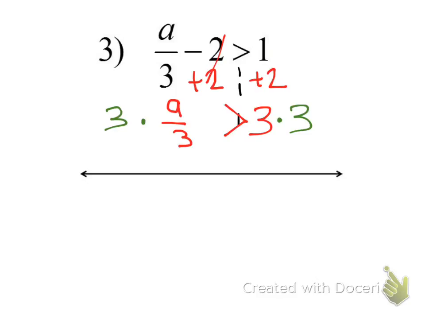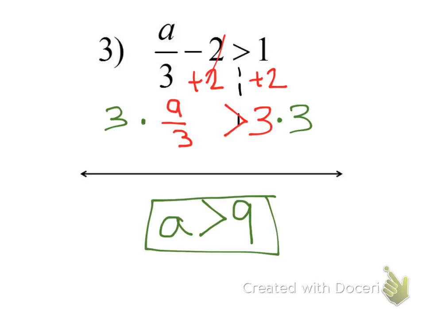I'm actually going to write my answer under the number line. I'm kind of low on space here. So I have a, flip or no flip? No flip. The number we multiplied by was positive, so we don't flip the symbol here. And 3 times 3 is 9. So here is my answer. A is greater than 9.